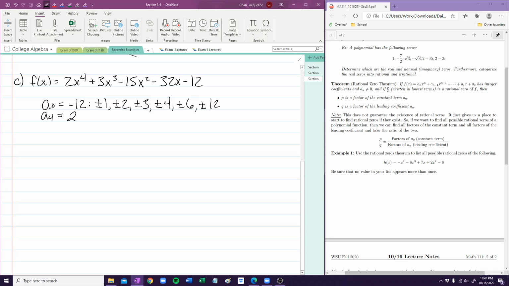I can put 1 because negative 12 divided by 1 goes in nicely. 2 goes in, so it's 1 times 12, 2 times 6, and 3 times 4. Those are all the factors of 12. And for 2, since 2 is a prime number, we just have to worry about two numbers. It's plus or minus 1 and plus or minus 2. So now we have to list what are the possible rational zeros.